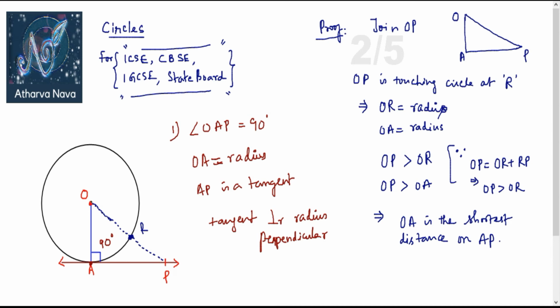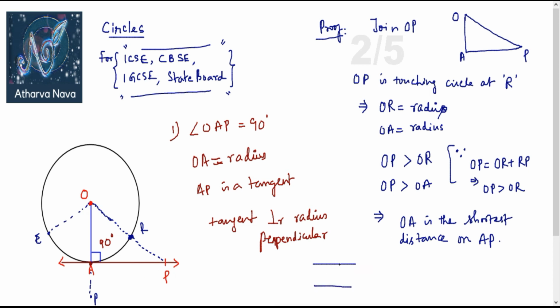See, observe carefully. Imagine you have kept a ruler or something like that, and you're trying to turn it like a wheel. From O to P, it's a longer distance. O to R, O to A, O to some other point, say E, it will be the same distance, isn't it? But not in the case of OP. If you try to bring OP somewhere here, you will find it will be extended till here. Isn't it very clear that OP is greater than OA, and that OA is the shortest distance onto this AP?